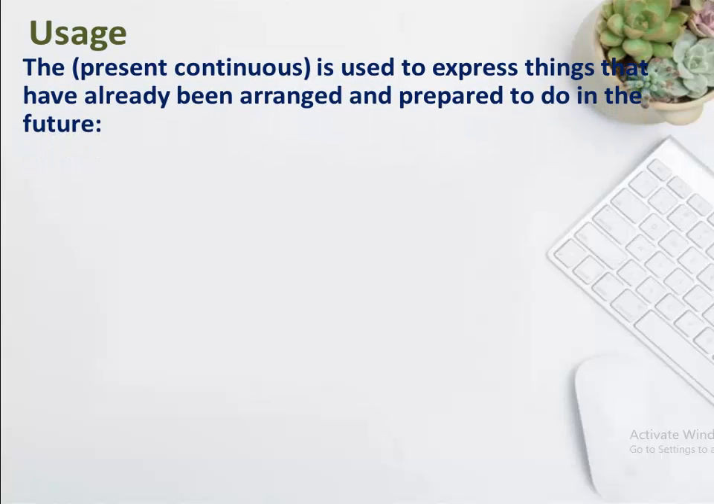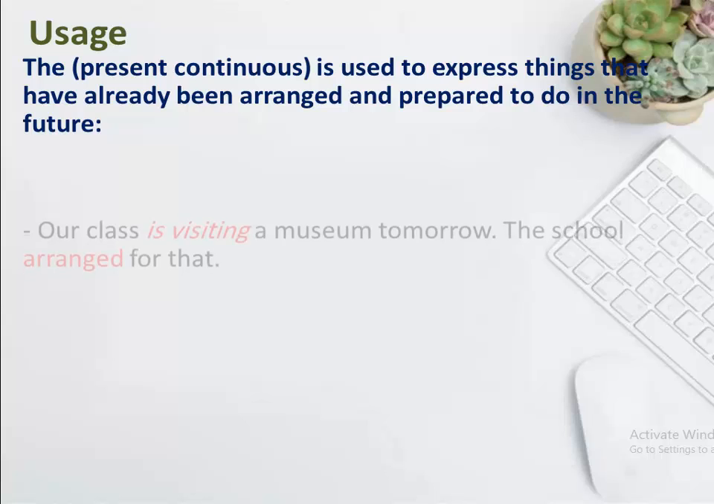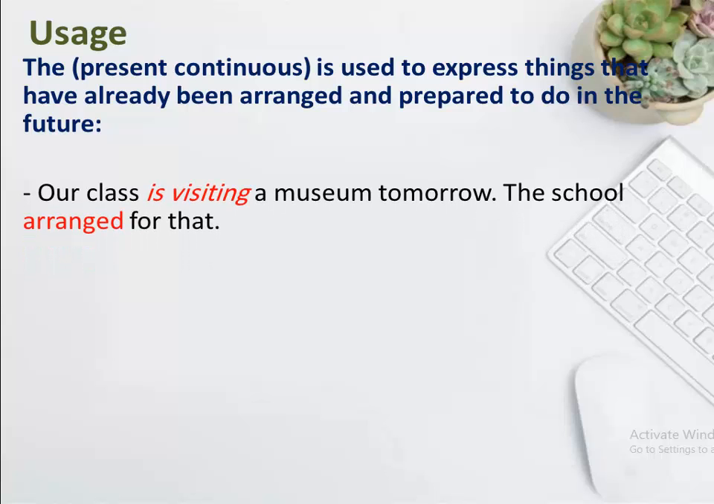Usage. We use the present continuous to express things that have already been arranged and prepared to do in the future. When I arrange to do something. Our class is visiting a museum tomorrow. The school arranged for that, so the class is visiting. Not is going to visit or will visit, is visiting. We have arranged.